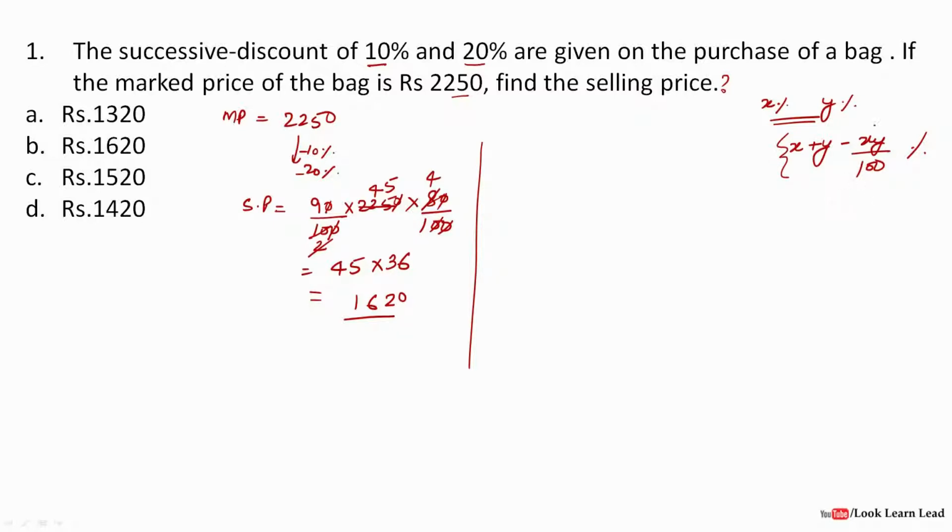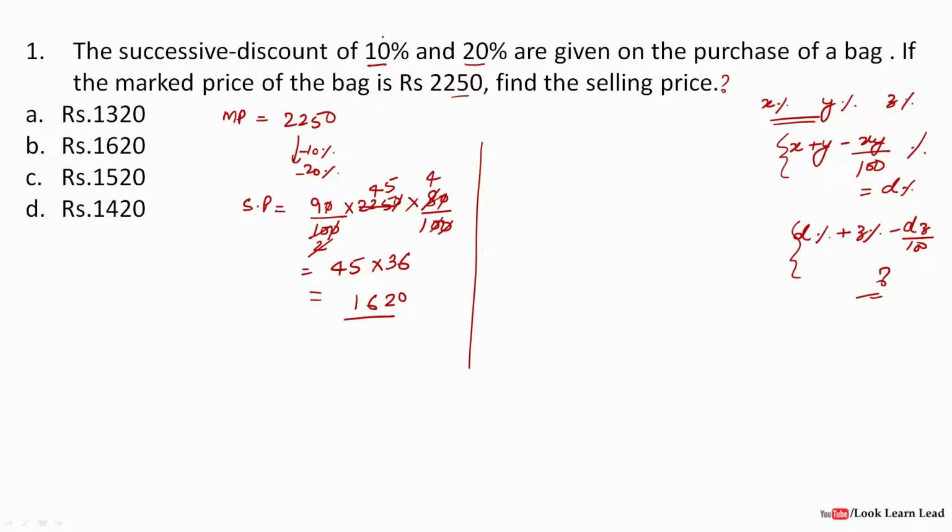Suppose we have 3 discounts, that is x, y and z. What we will do is calculate for x and y first, and we will get some value d%. After that we will apply d percentage plus z percentage minus d into z upon 100. Like this we will solve and get our answer. So for 3 we will do it like this, and for 2 we will do it like this.